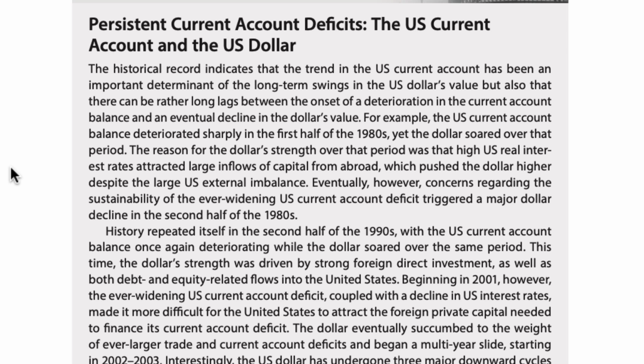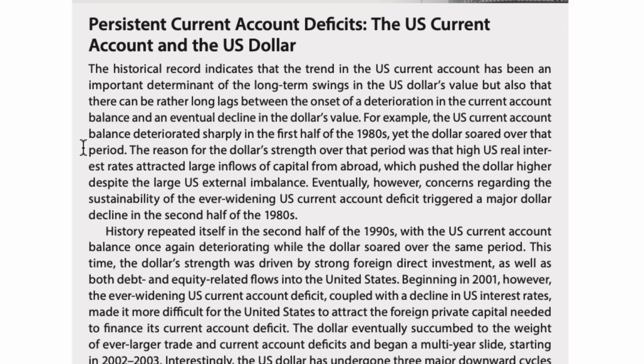Current account has been an important determinant of the long-term swings in the U.S. dollar's value, but also that there can be rather long lags between the onset of a deterioration in the current account balance and an eventual decline in the dollar's value. For example, U.S. current account balance deteriorated sharply in the first half of the 1980s, yet the dollar soared over that period. That was that first run-up I showed you from 1980 to about 1983.